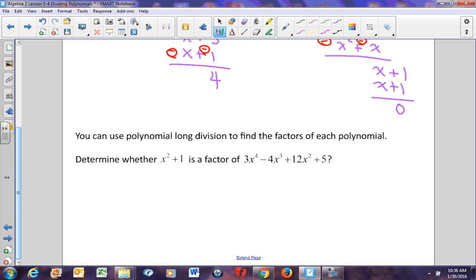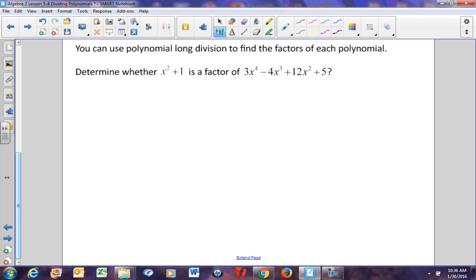Now, you can use polynomial long division to find the factors of each polynomial. For example, it may say determine whether x squared plus 1 is a factor of 3x to the 4th minus 4x to the 3rd plus 12x squared plus 5. To determine whether it's a factor, I'm just going to divide in and see if it ends up being a factor, and there's a way to figure that out. I'll show you how it's done. Okay, so let's take a look at this here.